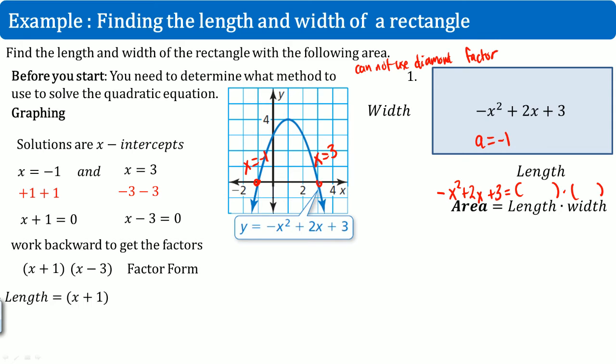So that is my length, which is x plus 1. And my width is the other factor of x minus 3. Notice the factoring of this quadratic equation gives me the length and the width. Because if we FOIL this together, you will get that. So this is how we found the length and the width using the graphing method.